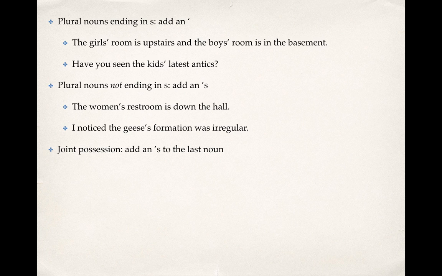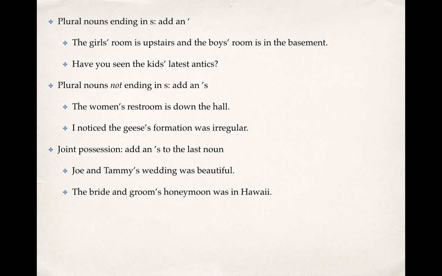Joint possession is when you have two people possessing the same thing, and so you only need to add an apostrophe S to the last noun, such as, Joe and Tammy's wedding was beautiful. It's the same wedding, they both have possession of it, so we only need the apostrophe S after Tammy's name. The same goes here. The bride and groom's honeymoon was in Hawaii. So that's joint possession.